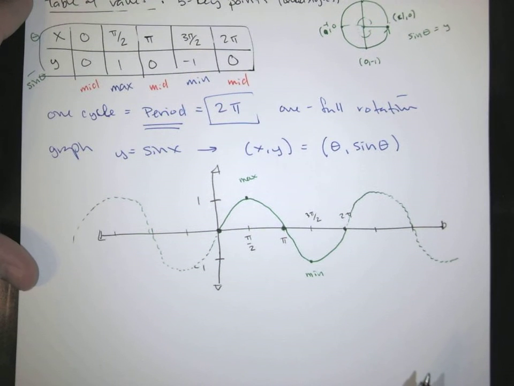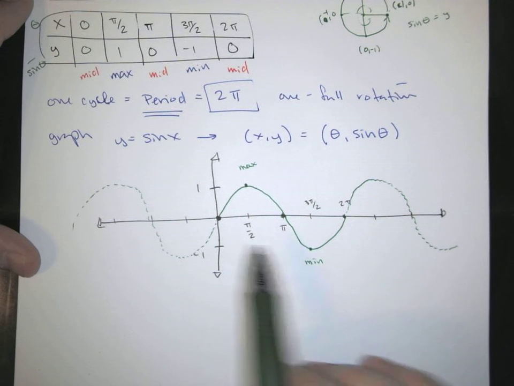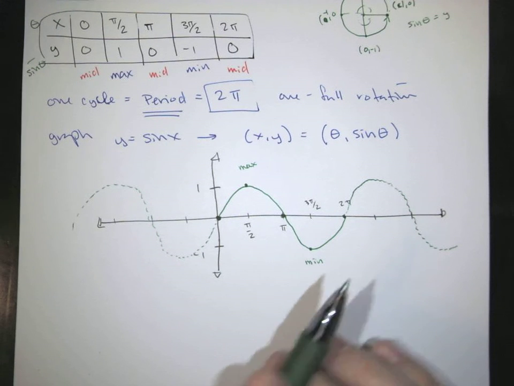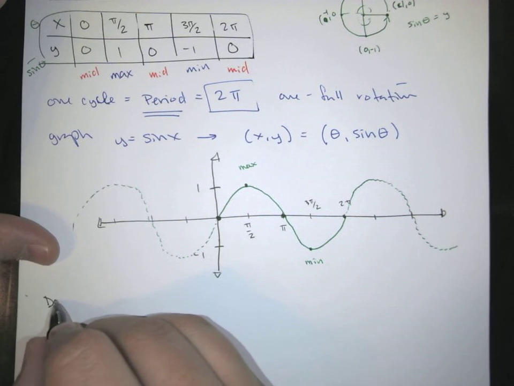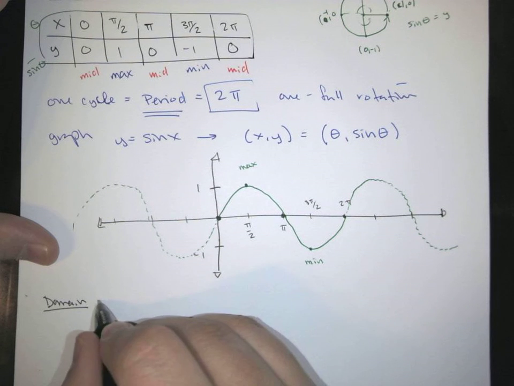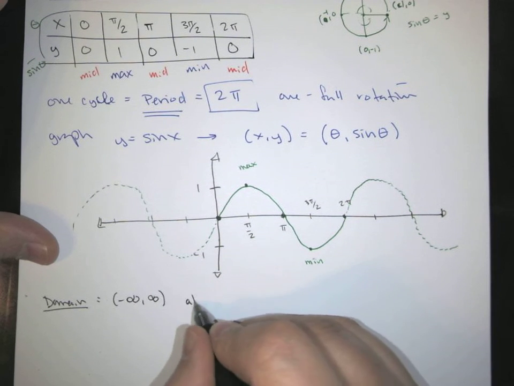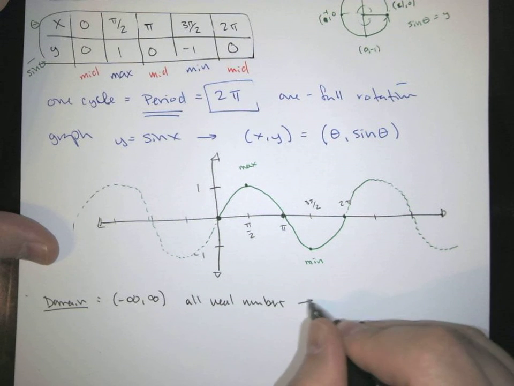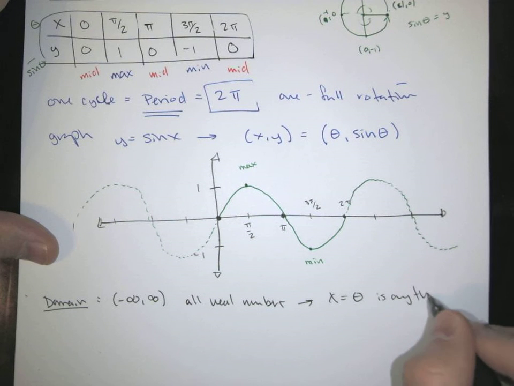A couple things to notice. We're basing this off of these 5 key points, which are these quadrant angles. The cycle itself here is 2 pi, so I really only need to do 5 key points; it syncs up with the length of the cycle. Just a couple generic properties. My domain here is just going to be all real numbers. That is, x, which is my angle, is anything.